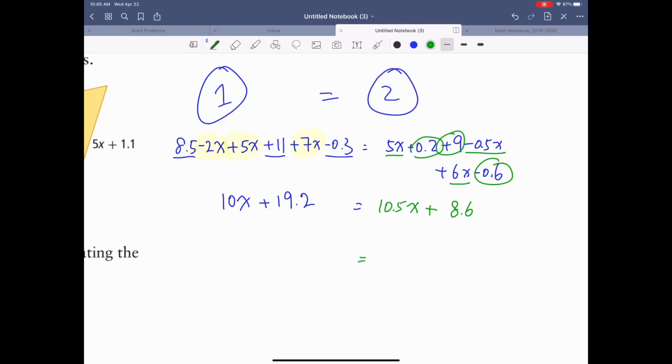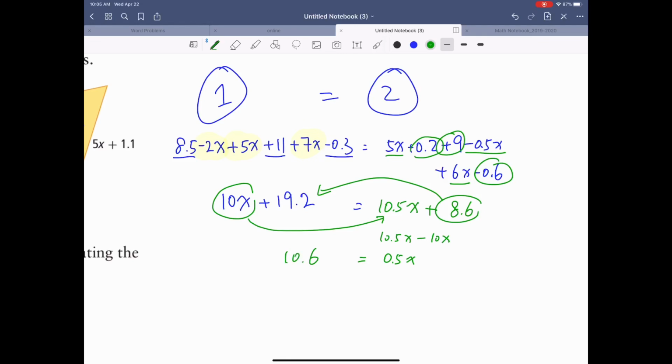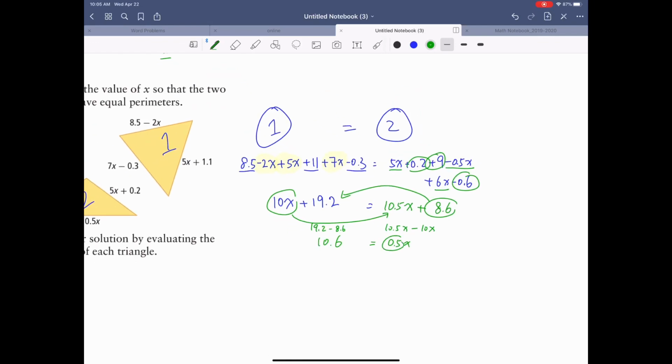Then group the terms and solve as you go. I want to throw this 10x to the other side because after you subtract, you get 0.5x, which is a positive coefficient. Then you throw the number over to this side, and that's 19.9 minus 8.6, which gives you 10.6. Then you flip the 0.5 over to the other side and divide.